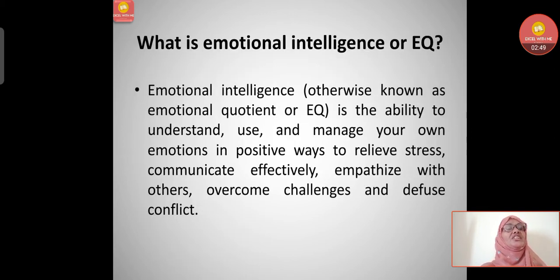Now, what is emotional intelligence or EQ, that is emotional quotient? Technically, emotional intelligence, otherwise known as emotional quotient or EQ, is the ability to understand, use, and manage your own emotions in positive ways to relieve stress, communicate effectively, empathize with others, overcome challenges and defuse conflict. So we have to understand and manage our own emotions in a positive way. Why? To relieve our stress. If negativity is there, the stress will continue. So communicate effectively and empathize with others, that is also very important. We have to overcome our emotional imbalances, and whatever challenges come, we have to defuse those conflicts.